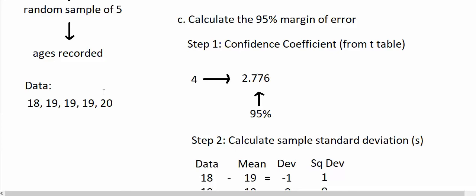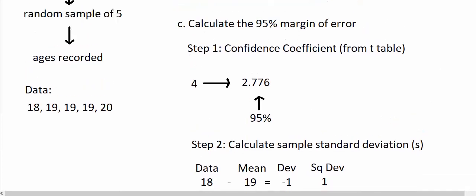So we have a sample size of 5. We go to row 4. Our column is 95% because we want the 95% margin of error. In the t-table, the confidence levels are labeled at the bottom of the table. So we have to go to the bottom of the table and look for 95%, and then that's our column. And it looks like our number is 2.776. That's our t.